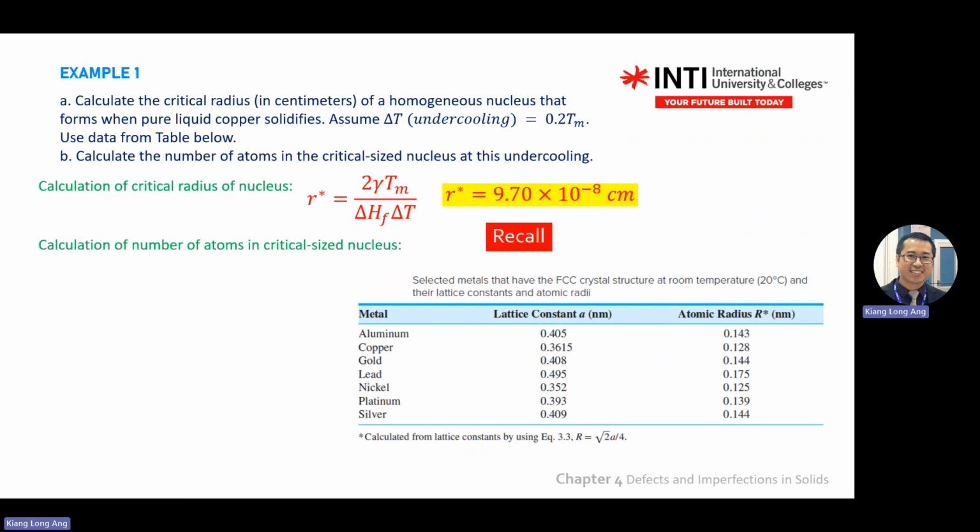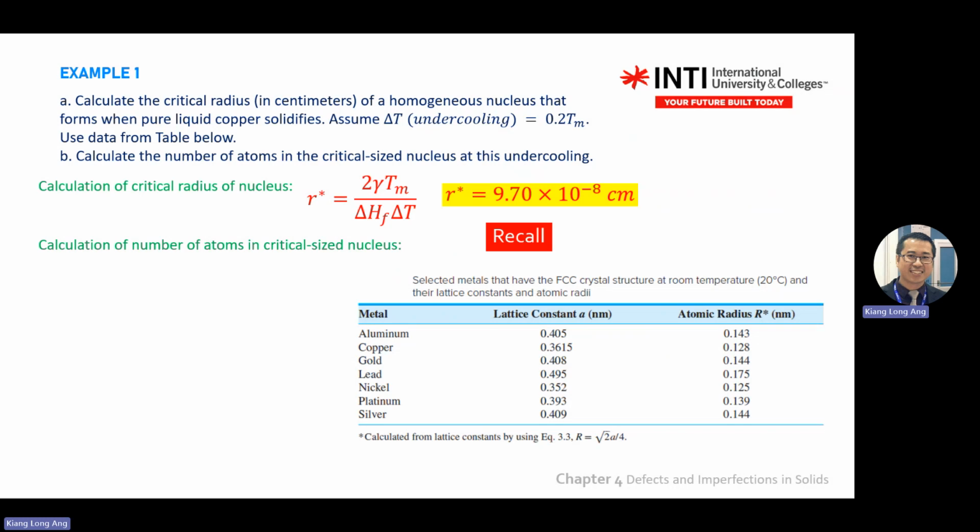I asked you to remember 3 members of BCC, FCC, SC, HCP, right? So copper is under what? Go and remember 3 members from here. The popular ones. Remember 3. In the table there are more than 3. So you remember 3. Okay. So copper is FCC.